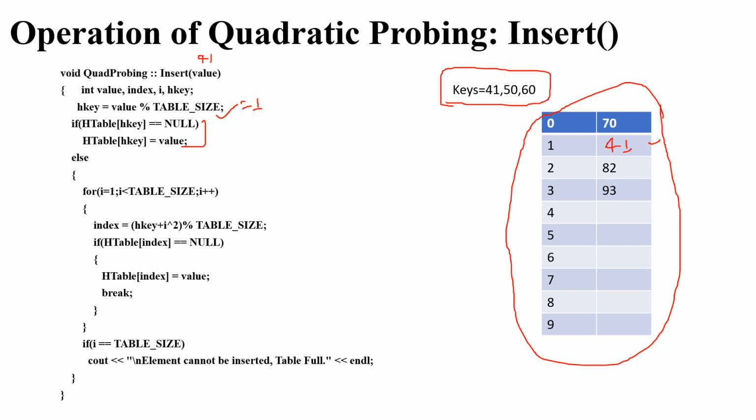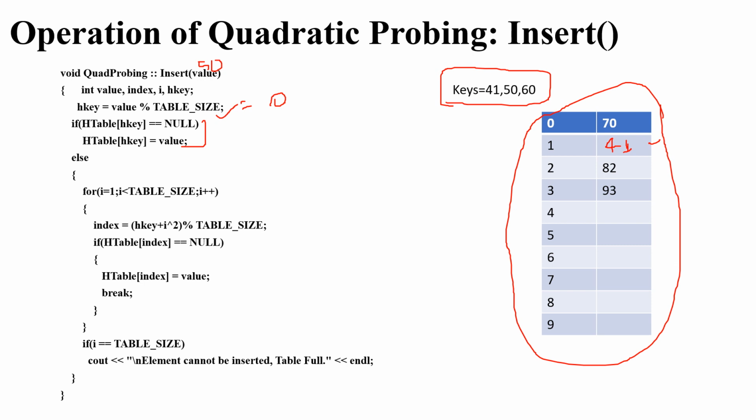Now my next element is 50. So instead of 41, I'll pass 50 here because I want to insert 50, and then calculate the index of 50. 50 modulus 10 gives the index value 0.